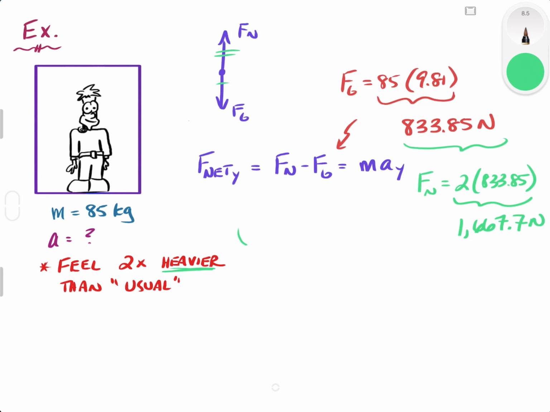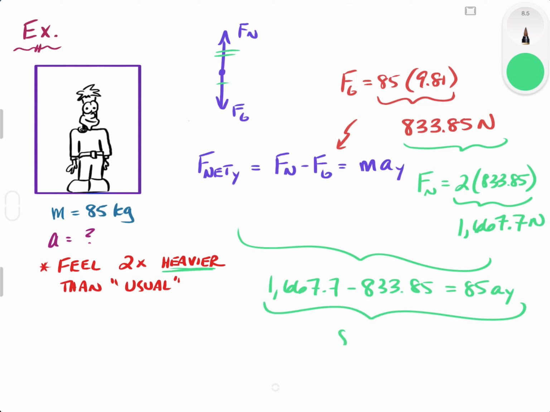And now I can go ahead and plug everything in. So we've got 1,667.7 minus 833.85 equals, my mass is 85, my acceleration is unknown. So this is going to be 833.85 equals 85 times my acceleration. Divide both sides by 85, and this person is accelerating at a rate of 9.81 meters per second squared upwards.